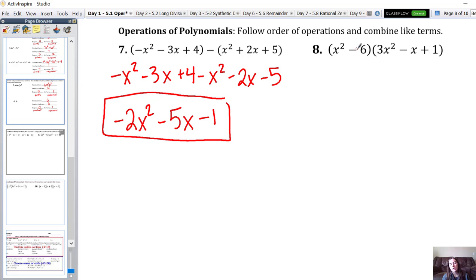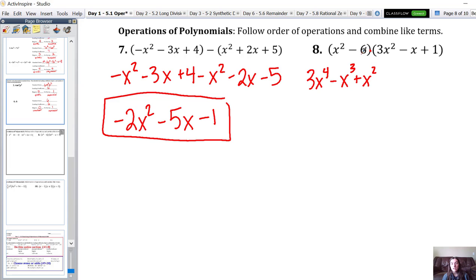Number 8, we have a binomial being multiplied by a trinomial, right? We have the parentheses that are side by side, so we can assume that is multiplication. In this situation, I'm going to distribute everything from the binomial to everything in the trinomial through multiplication. So I have x squared times 3x squared. That leaves me with 3x to the 4th. Add those exponents. X squared times negative x cubed. X squared times 1 is x squared.